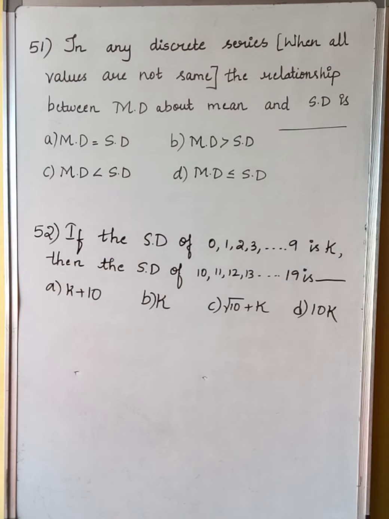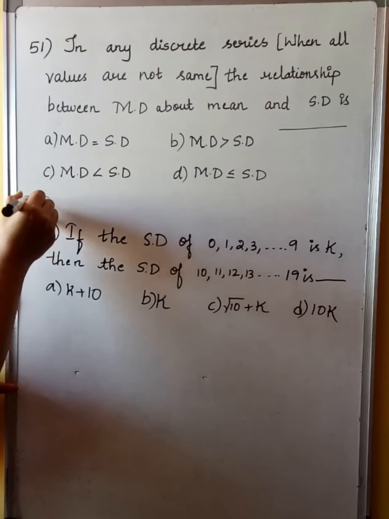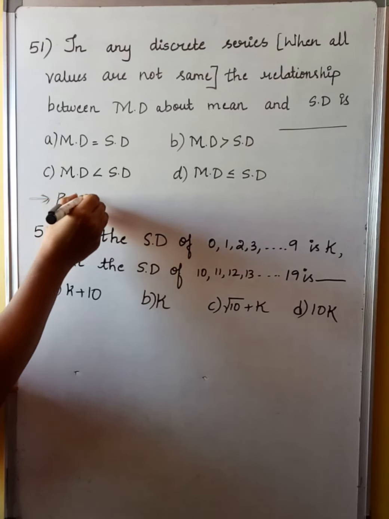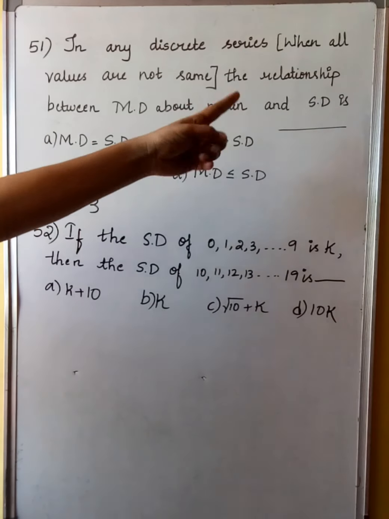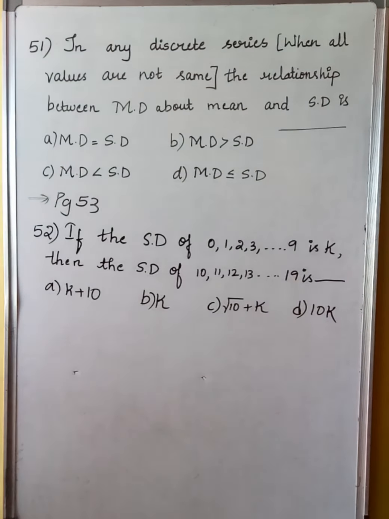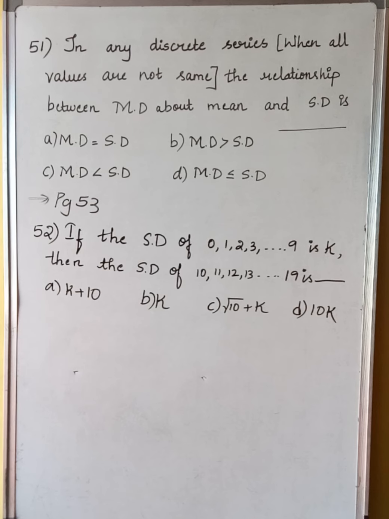In the synopsis when I was teaching there, page number 53. You can make a note of this. In that synopsis, the last synopsis, it is mentioned about the relationship between the mean deviation about mean and standard deviation. If we want to solve this, it will be a completely big method. So I'll take the standard result which I had already taught you all in the synopsis, which is on page number 53.